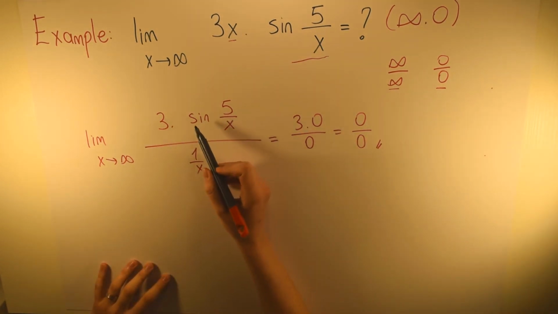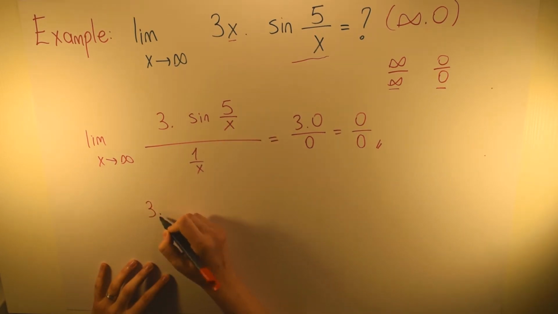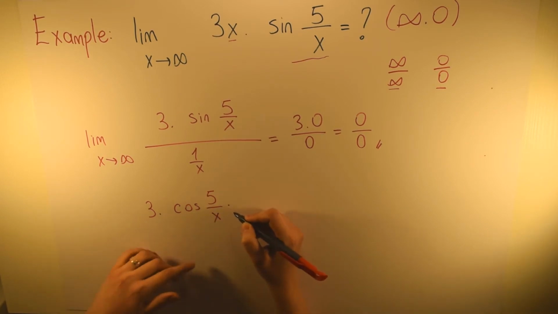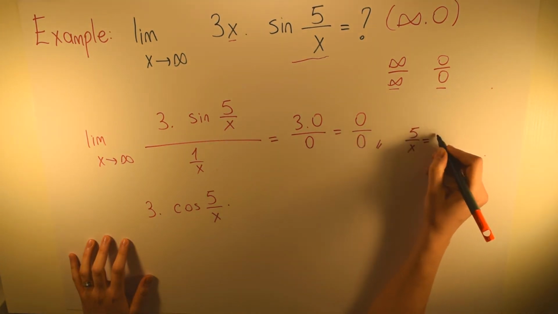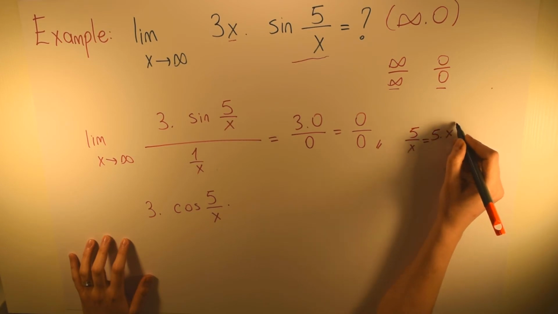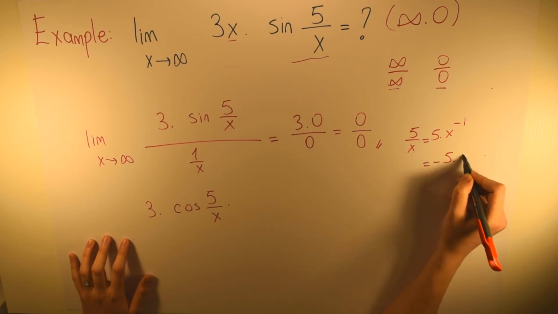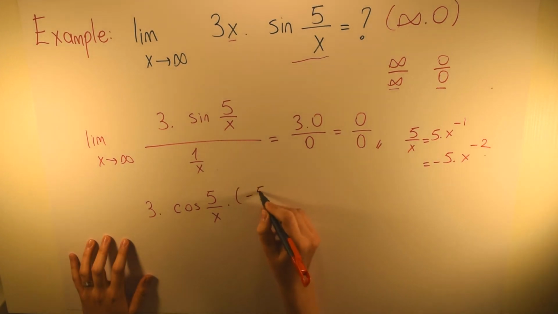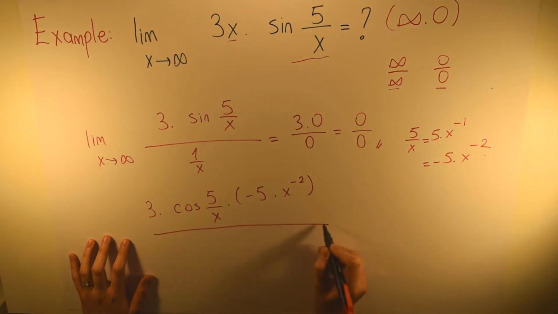Here we have 3 sine 5 over x. Its derivative would be 3 times, what is the derivative of sine? It is cosine, right? Cosine 5 over x. And then I will also take the derivative of 5 over x. I can write 5 over x as 5 times x to the power of minus 1. When I take its derivative, it will be minus 5 times x to the power of minus 1 minus 1, which is minus 2, right? So this will be minus 5 times x to the power of minus 2, over 1 over x.